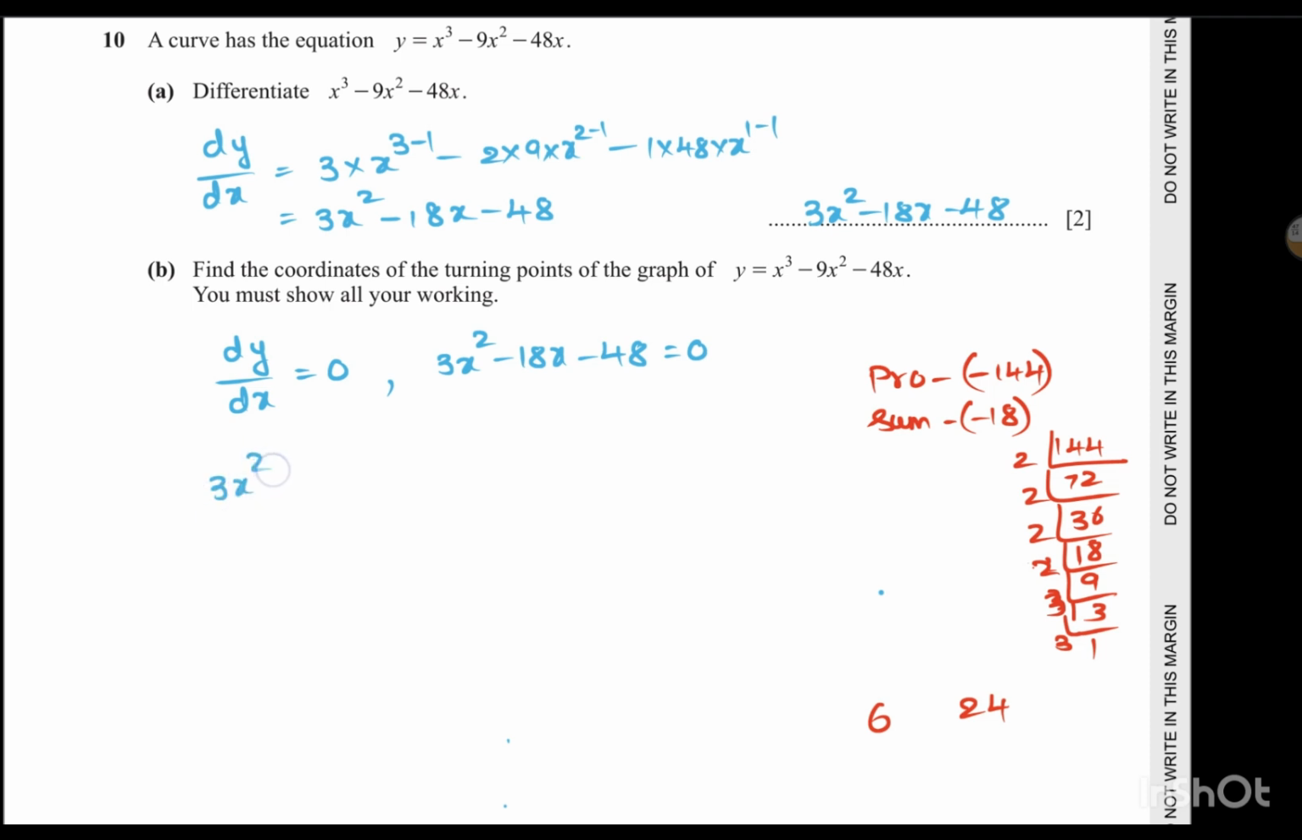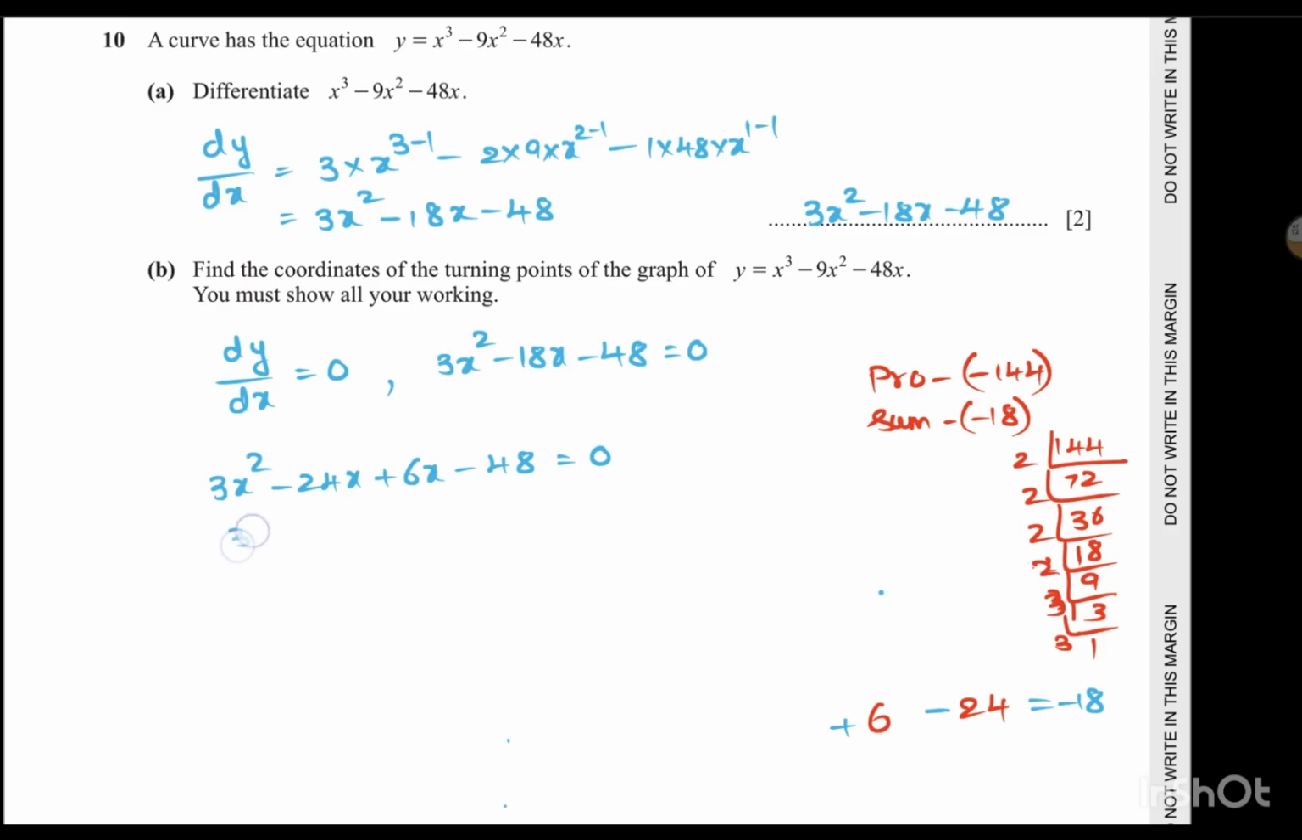So 3x square minus 24x plus 6x, because we need minus 18. So minus 24 plus 6 will be minus 18, the sum. And minus 24 into plus 6 will be minus 144. Okay. So 3x square minus 18x minus 48 is equal to 0.